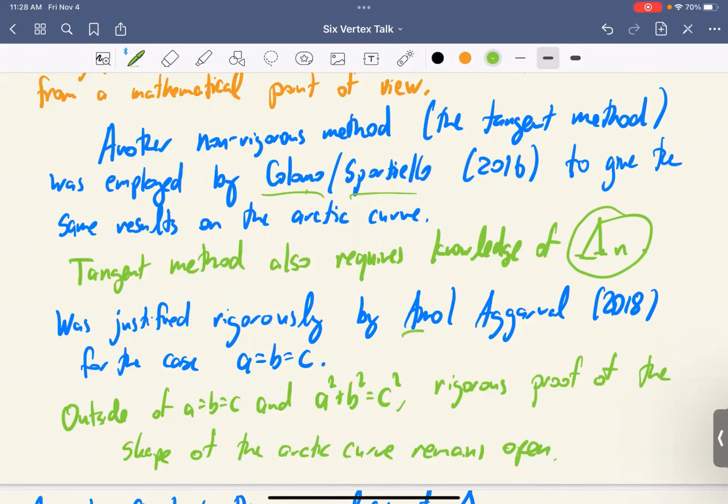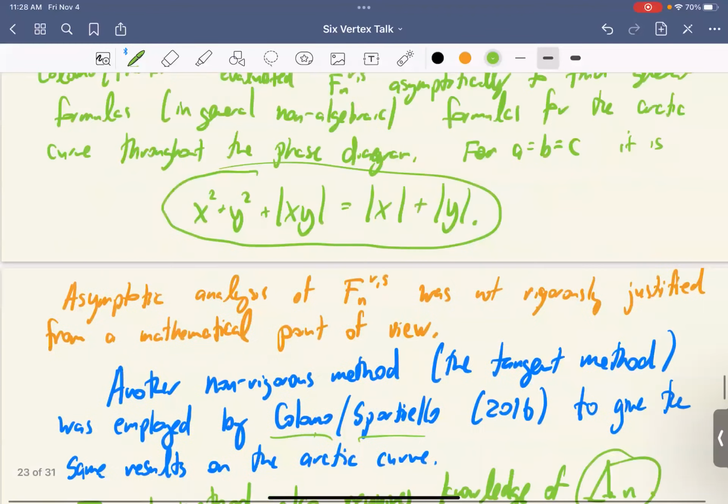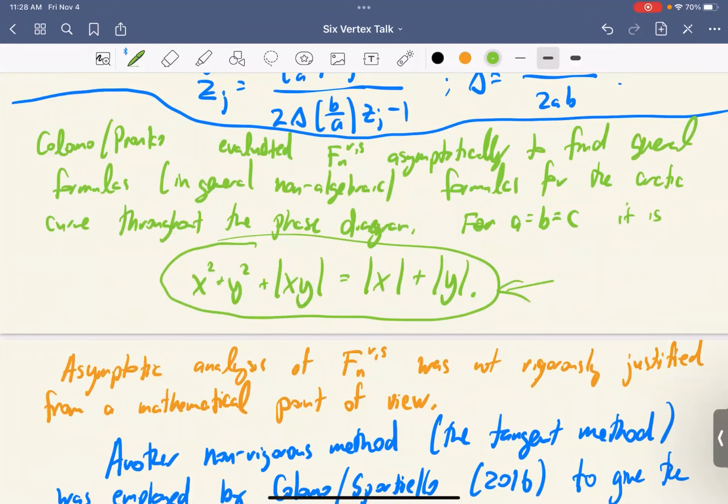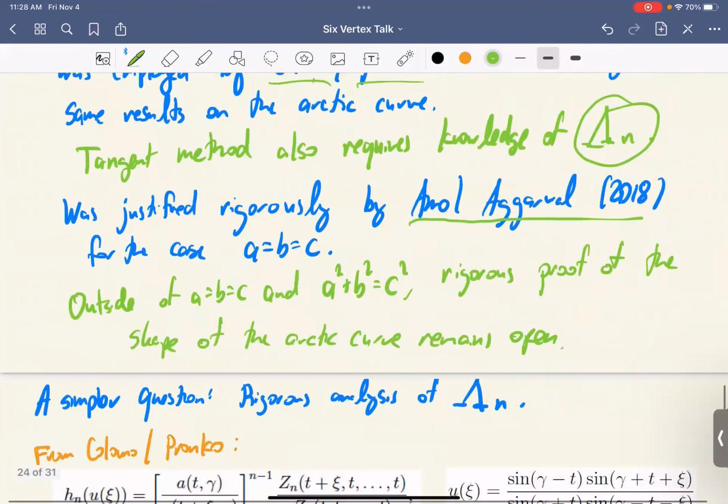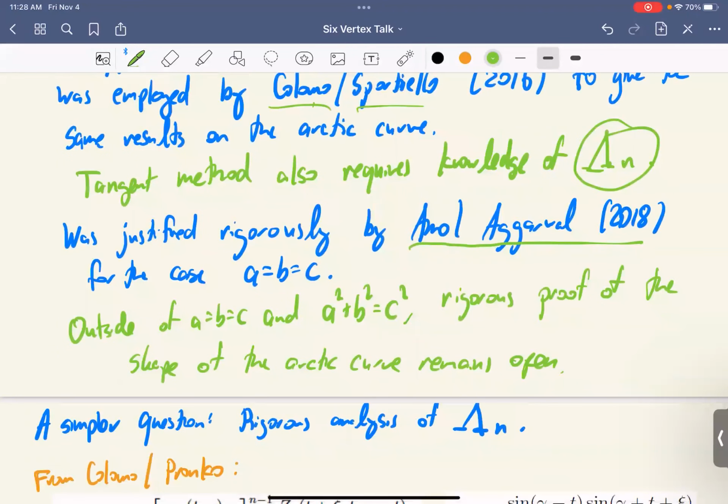And amazingly, Amol Aggarwal was able to justify this tangent method rigorously just at the ice point, A equals B equals C. So there, this is a theorem now, thanks to Amol. But outside of the ice point, or the alternating sign matrix point, and the free fermion line, it's still an open question to find a rigorous proof of the shape of the Arctic curve.